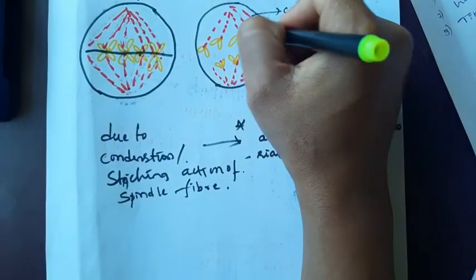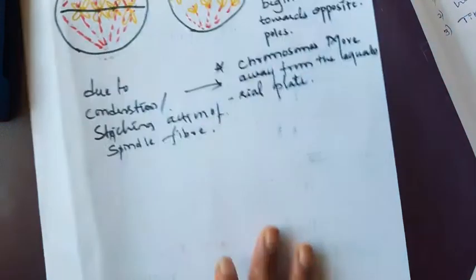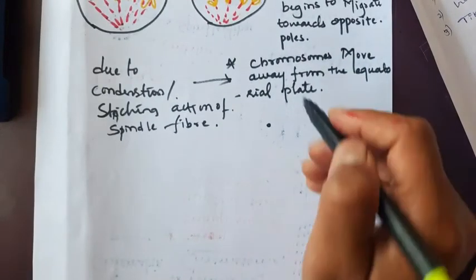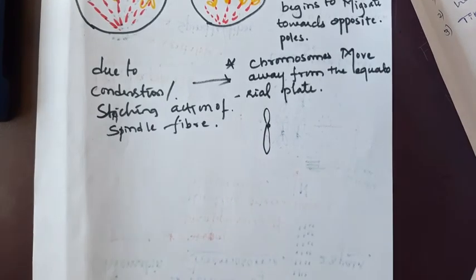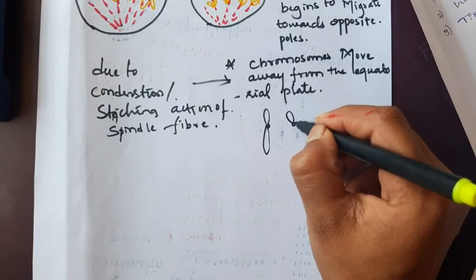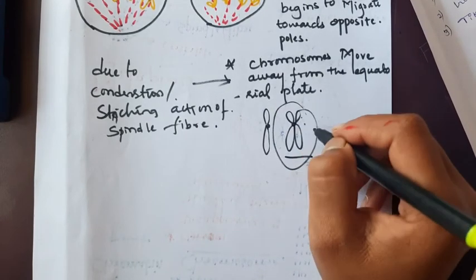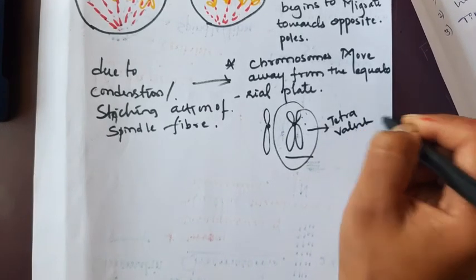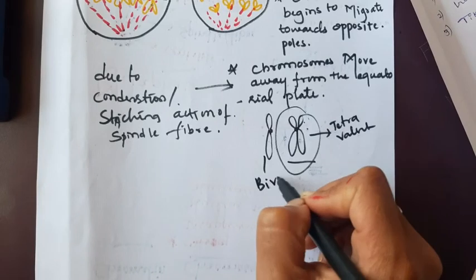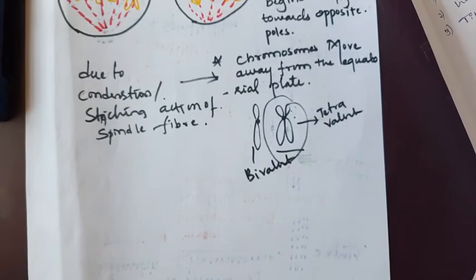I will write here bivalent. Now just understand, if the chromosome has two chromatids it is known as a bivalent chromosome. Okay, if the chromosome has 4 chromatids it is called a tetravalent. Okay, this one is the bivalent. Tetravalent chromosome and the bivalent chromosomes.